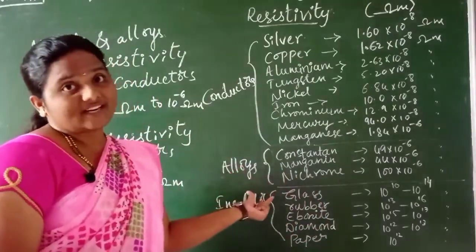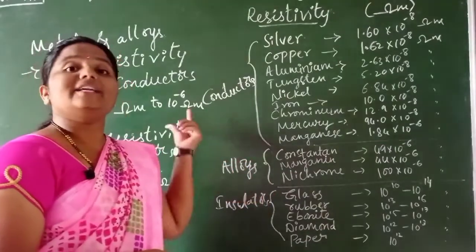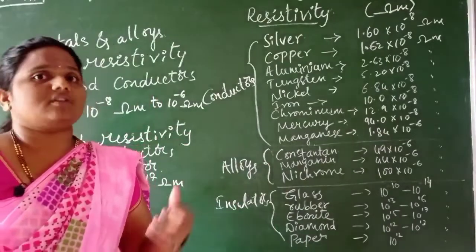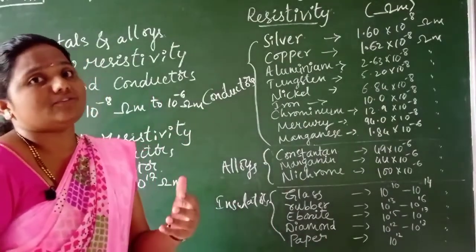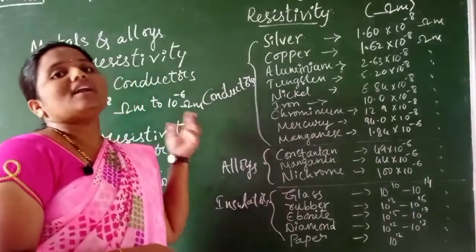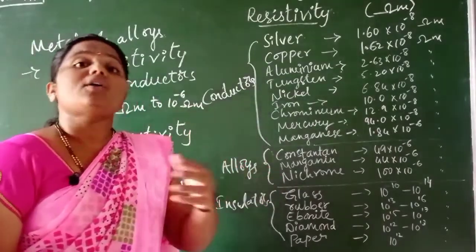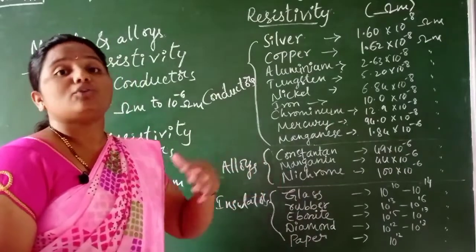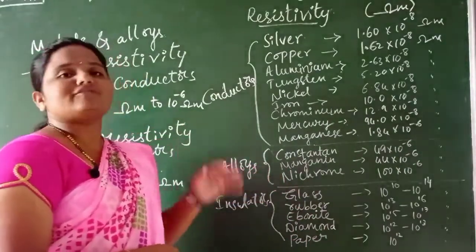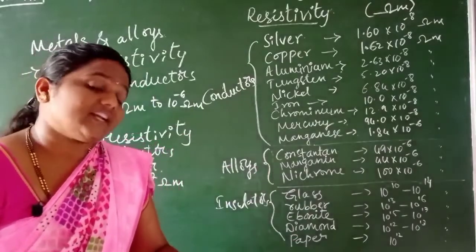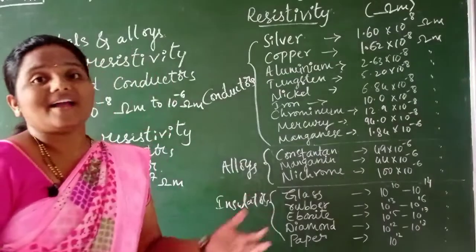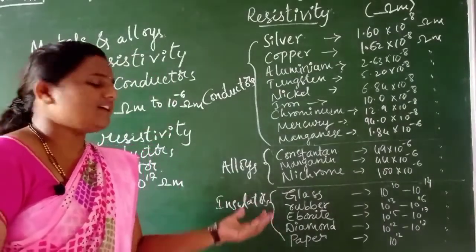Because of that reason, alloys are widely used in heating devices like an electric toaster, electric iron, isn't it? Those coils are all made with what? Alloys. Meaning they offer low resistivity, they do not oxidize easily, and they do not burn easily at high temperature. Because of that reason, alloys are generally used in heating devices like toaster, iron, and then geyser.